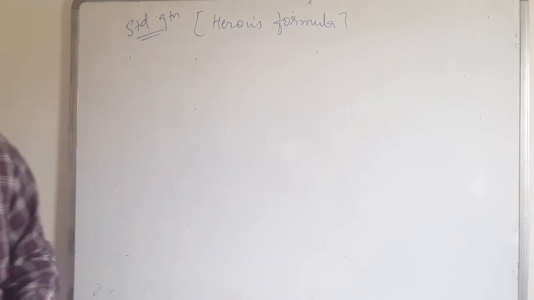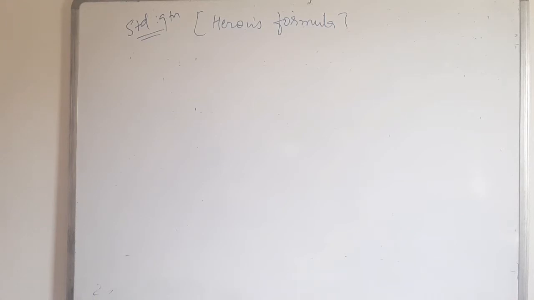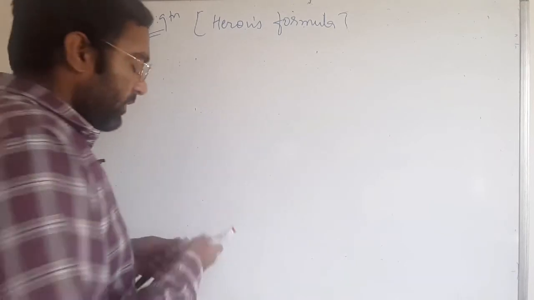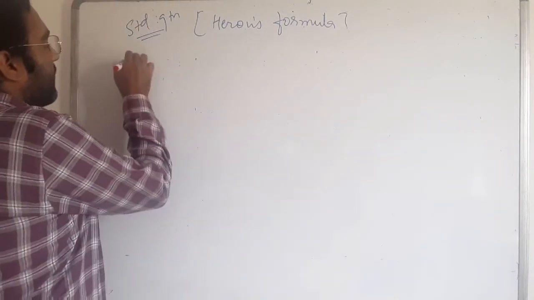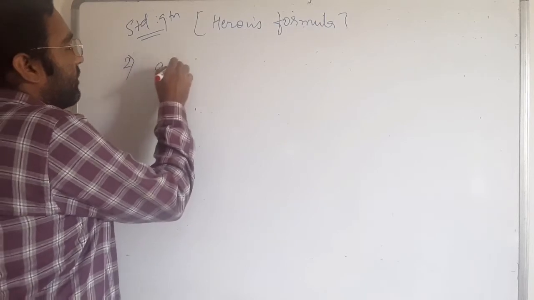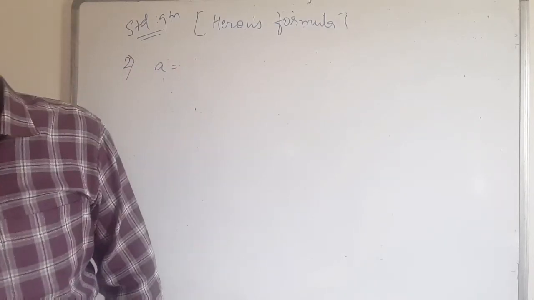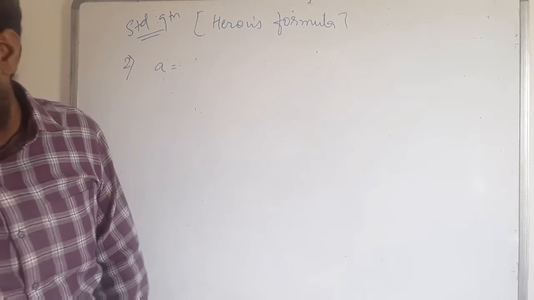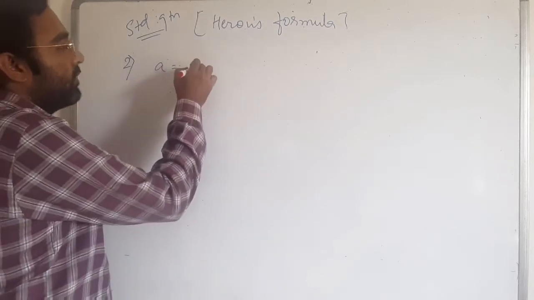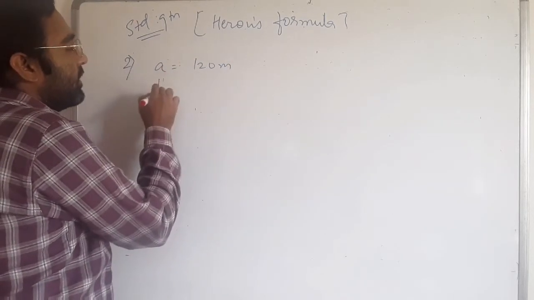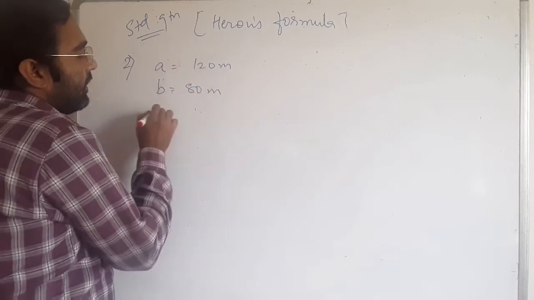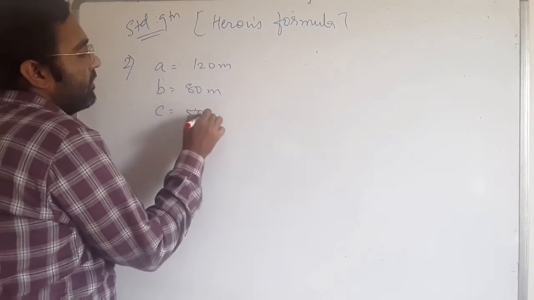Now the second question: a triangular park ABC has sides 120 meter, 80 meter and 50 meter. So this is also a triangular park, with first side 120 meter, second 80 and third 50.